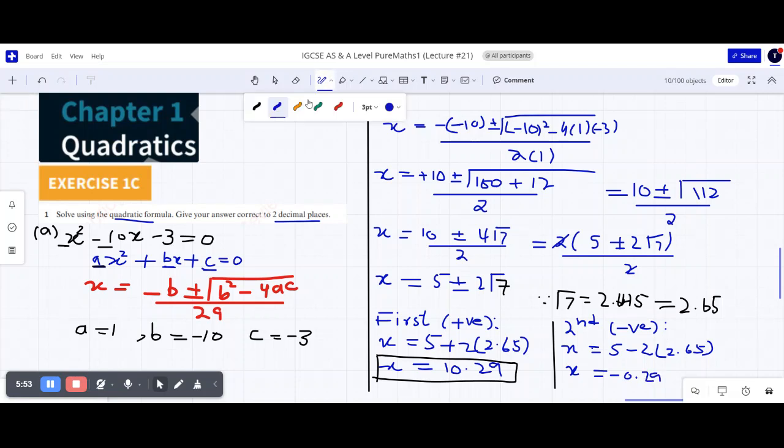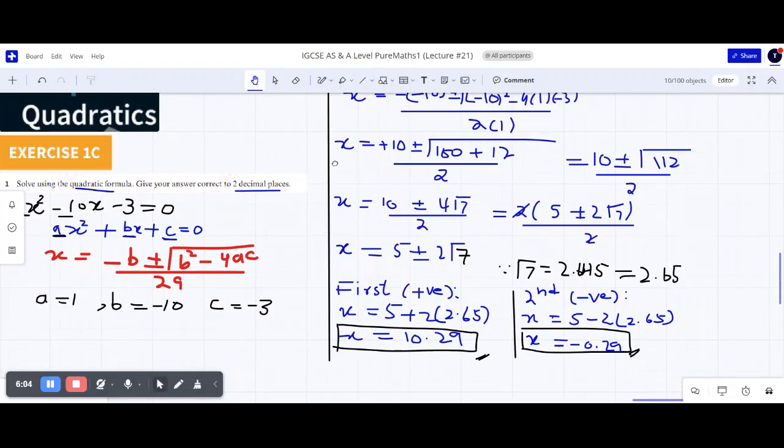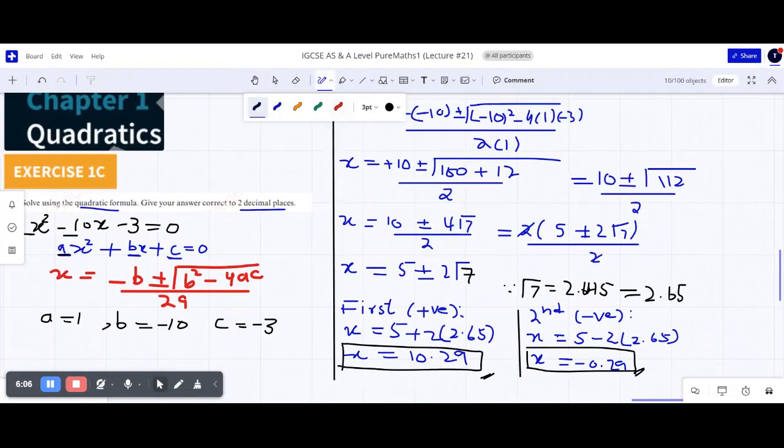So this was the quadratic equation. For a quadratic equation, we always get two solutions. So we got two values there. One is 10.29, second is minus 0.29. You can also write both the solutions together: x equals minus 0.29 and 10.29, the final answer.